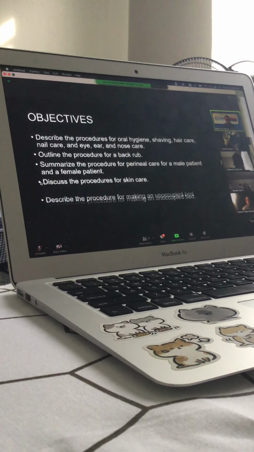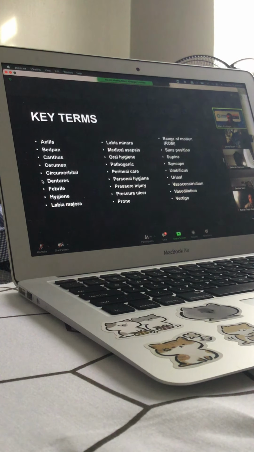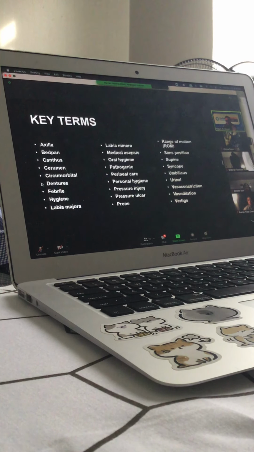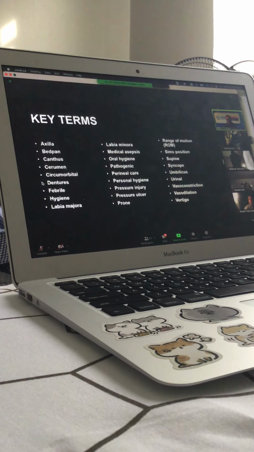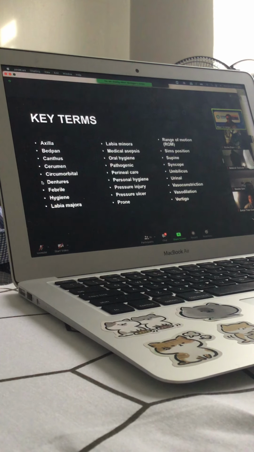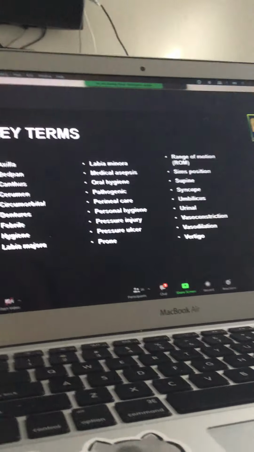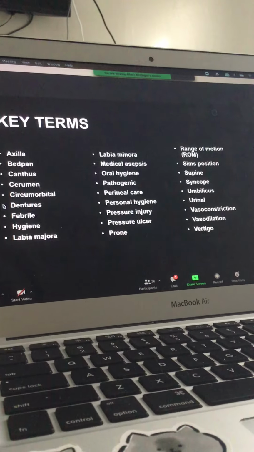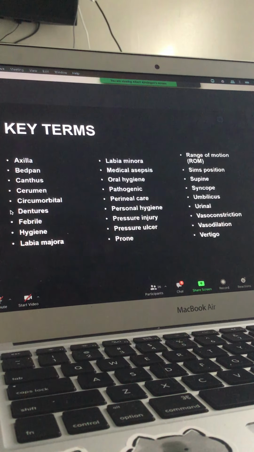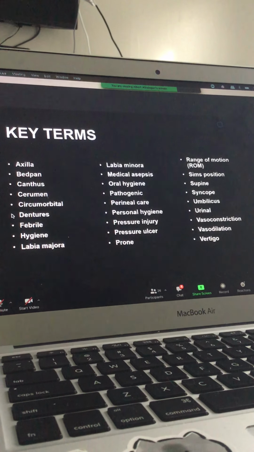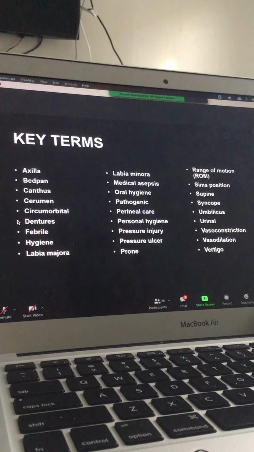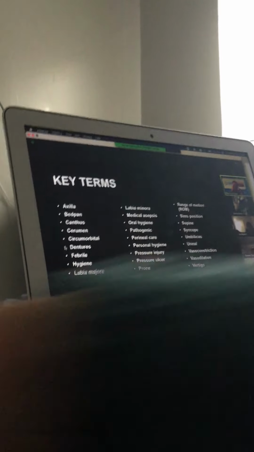Some key terms that I want you to be very familiar with, you may have taken up in your anatomy and physiology. Where is your axilla? What is a bedpan? Does anybody know where the canthus is? When you see the word canthus, what are you looking at? The eye, right? So you can have a medial or lateral aspect, meaning the middle part of the eye is the inner canthus, and this is the outer canthus.